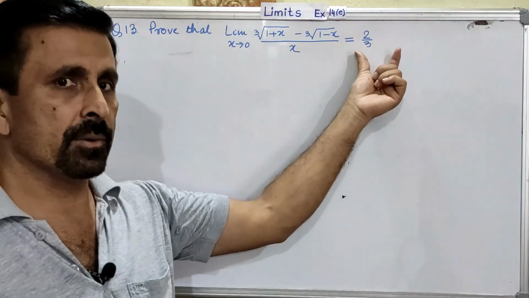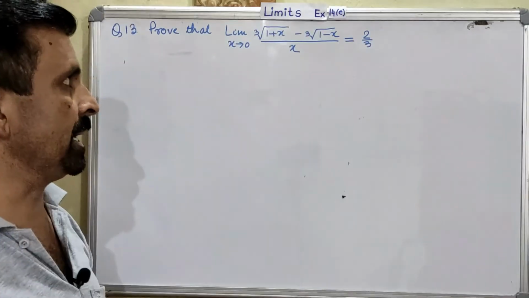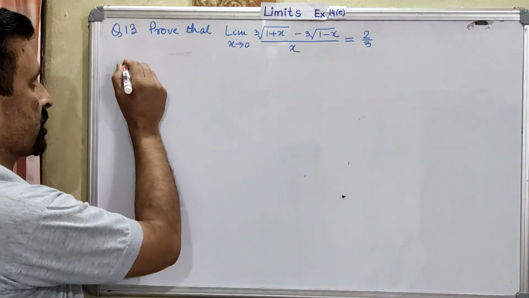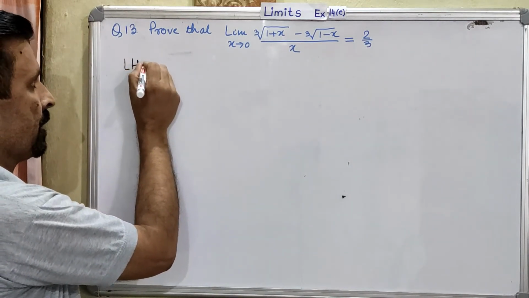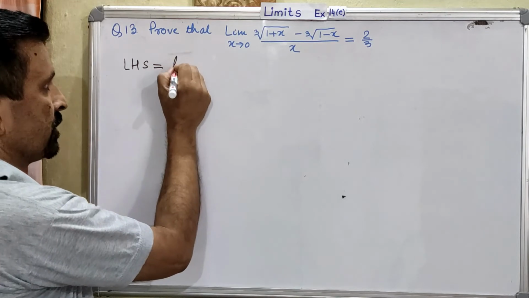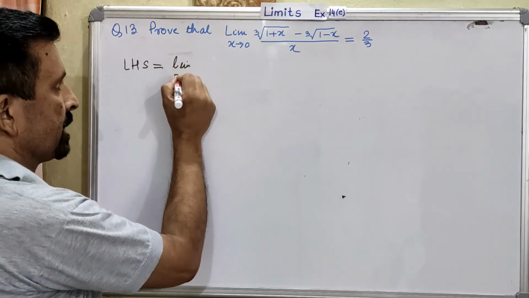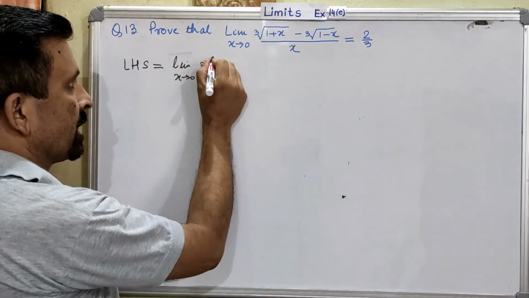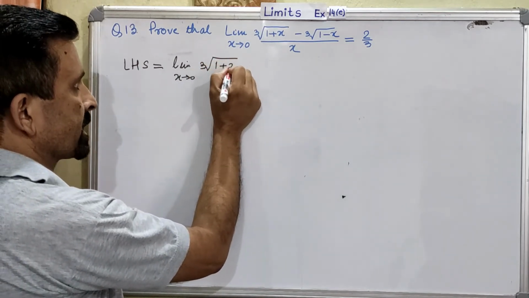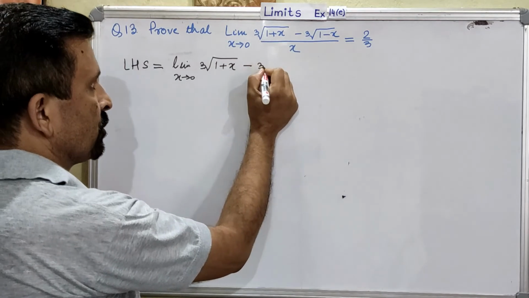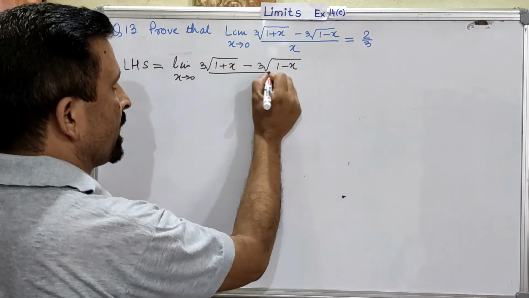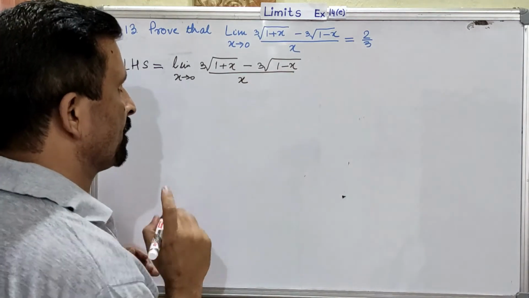Alright, this is the last question of the exercise, where we have to prove that this left hand side is equal to 2 over 3. Okay, so we will see how we can prove it. Let us start this question with LHS. LHS is equal to limit x tending to 0. First, I am just rewriting the left hand side: cube root of 1 plus x minus cube root of 1 minus x divided by x. This is our left hand side, right?